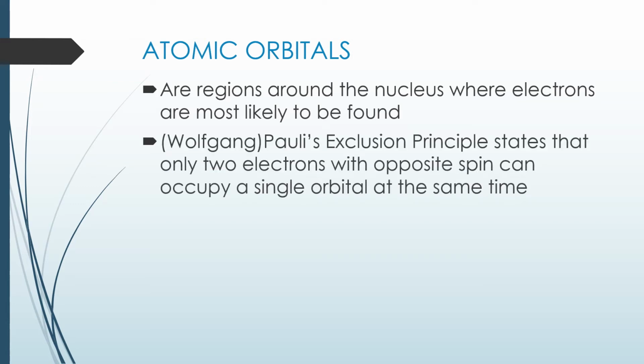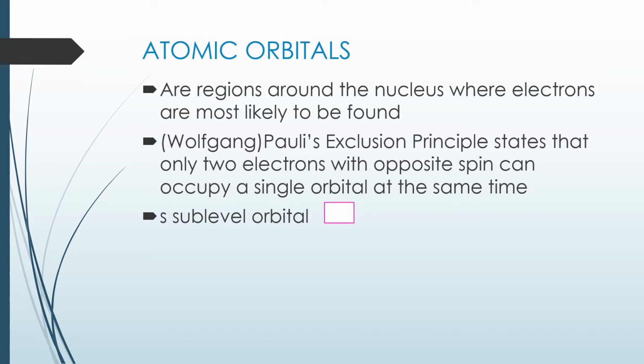According to Wolfgang Pauli's exclusion principle, only two electrons with opposite spin can occupy a single orbital at the same time. Kung babalikan natin, kanina, sabi natin ang S sublevel, kaya lang niyang humawak ng hanggang 2 electrons. Bakit kaya? Sabi sa Pauli's exclusion principle, ang bawat orbital ay kaya lang humawak ng 2 electrons na may opposite spin.